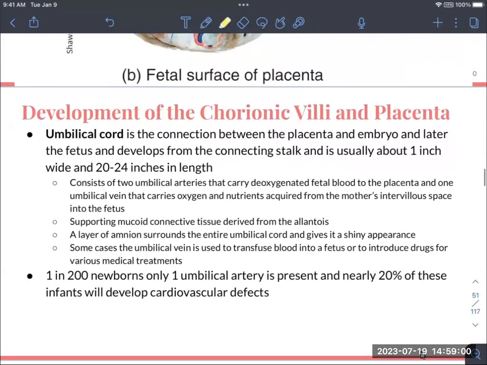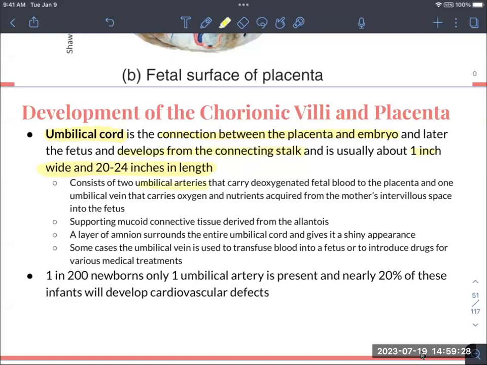So that umbilical cord. The cord is the connection between that placenta and that developing embryo. Later, the fetus, by week 9 on. And this is developing from that connecting stalk. It's about 1 inch wide. It can be 20 to 24 inches long by the time it is finally fully developed.